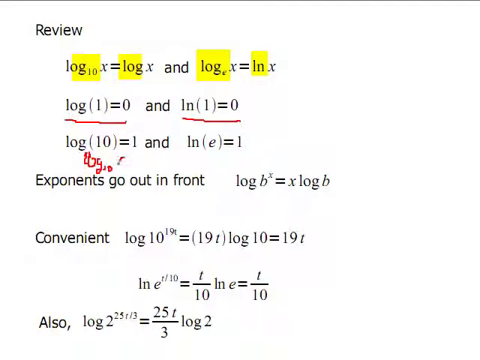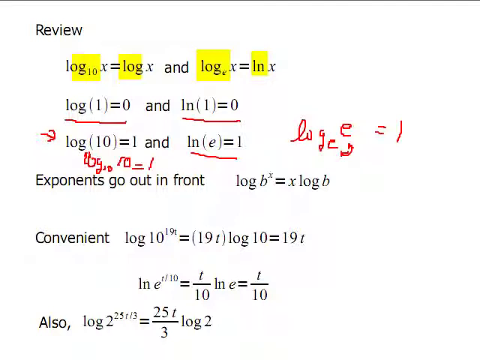Log to the base 10 of 10. These numbers are the same. The answer is 1, and that's what we're seeing right here. Again, for this expression, ln is log to the base e, and when the argument is e, these two numbers are the same. The answer is 1.